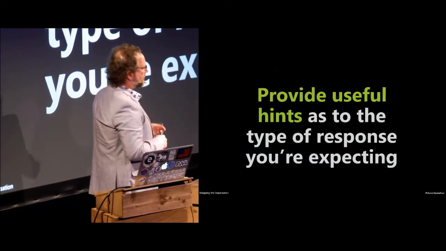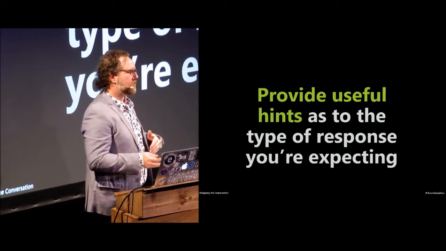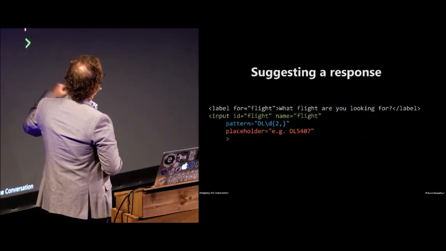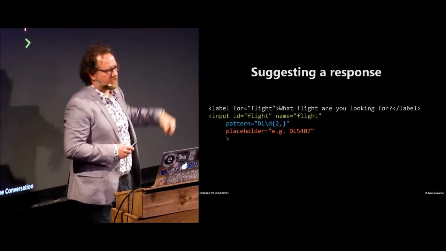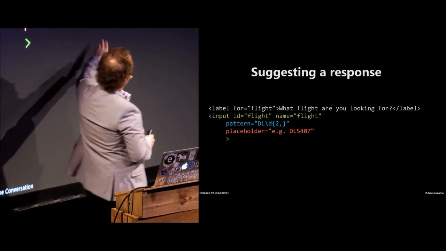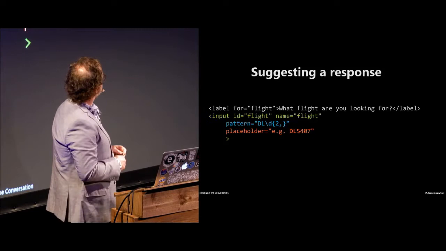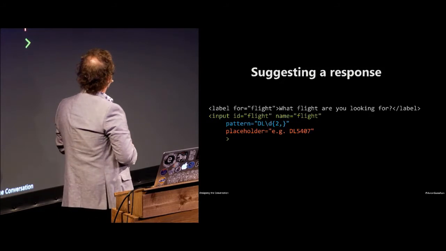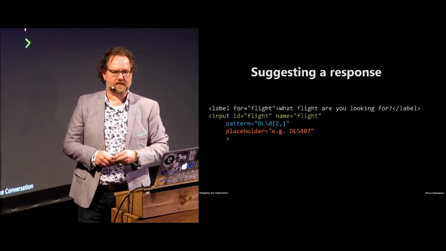You can also provide hints as to the sort of content that you're expecting. And this can help users avoid errors before they happen. So in this case, it's a form that's looking for a Delta flight number. There's a pattern attribute, which is being used. It's using a regular expression to say this is the sort of format I'm looking for. And then there's a placeholder in there saying example, DL5407. So that's showing a user this placeholder, here's an example of the sort of content that I'm expecting you to put in here. And a virtual assistant could read out that information as well if it so chose.